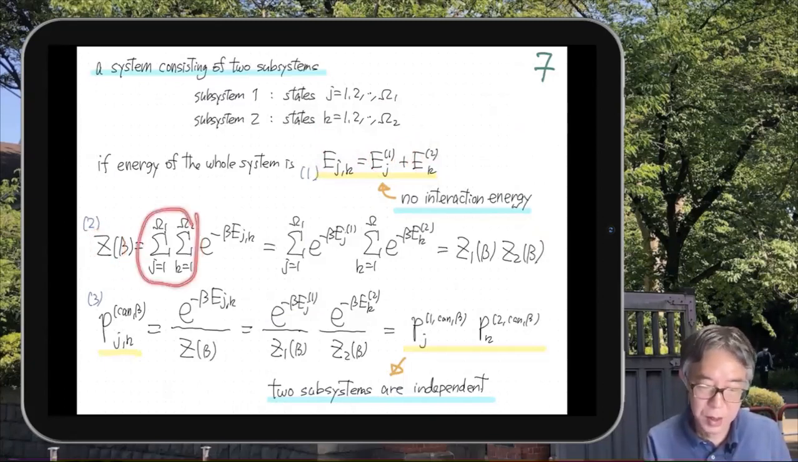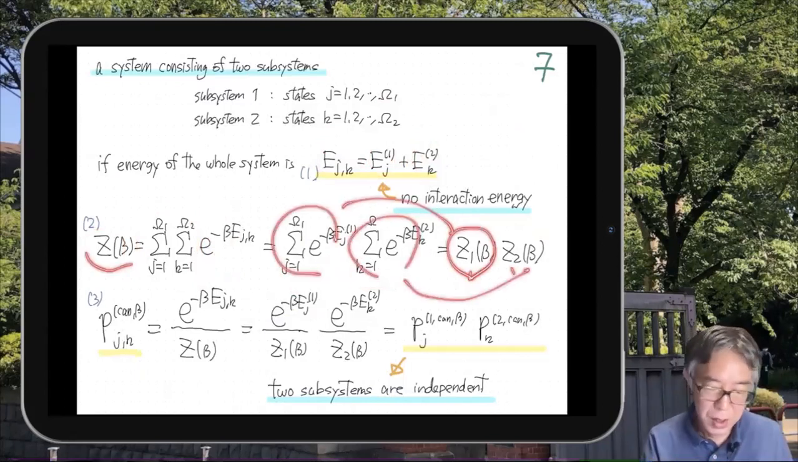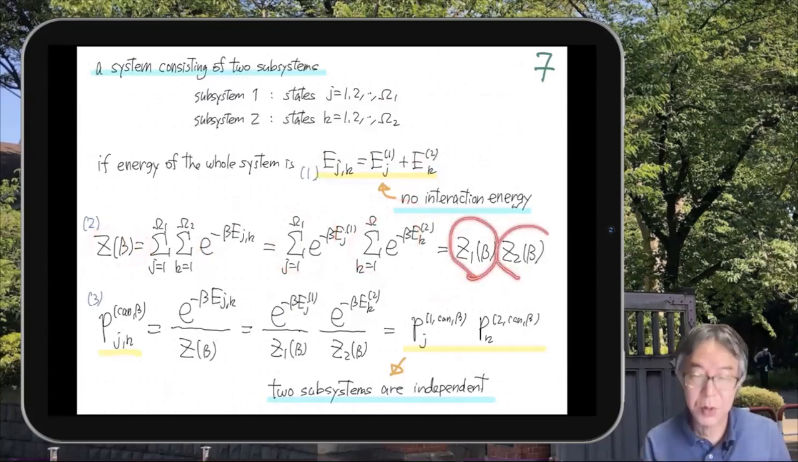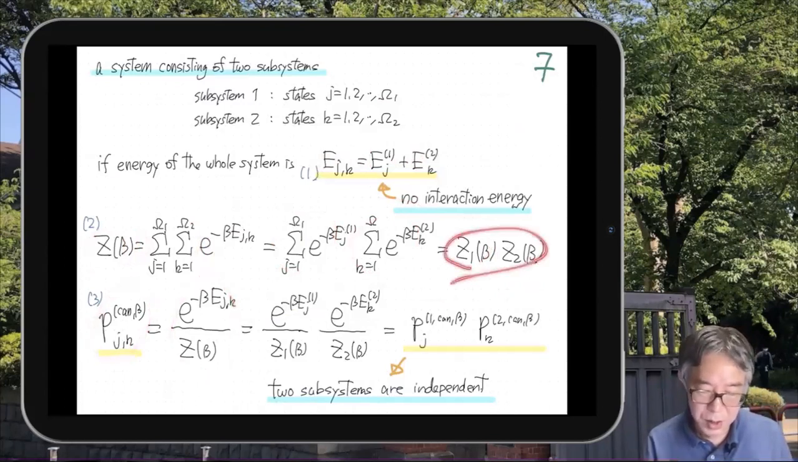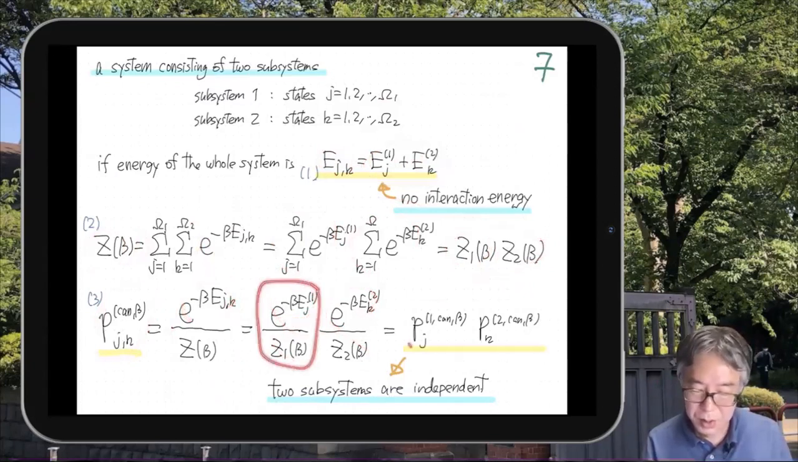In this very special case, if you compute Z of the whole system, this is a sum over all the microscopic states of the Boltzmann factor. But since we have this, this separates into these two sums. So this Z is equal to the product of two partition functions, one for system 1 and one for system 2. And if you look at the canonical probability distribution, this is the definition, but Z splits like this. And also, since this E is a sum, this Boltzmann factor again splits. And so this can be written as a product of two probability distributions.